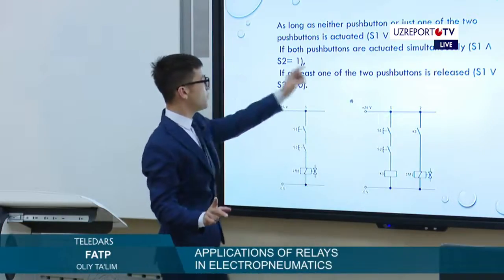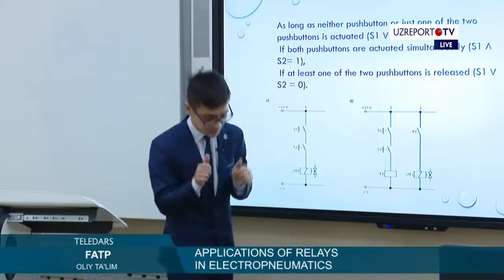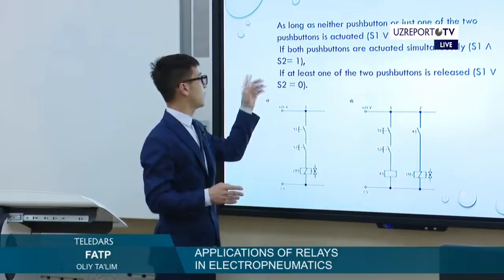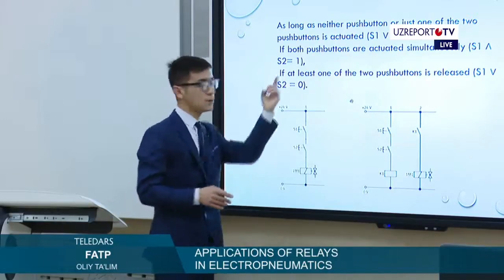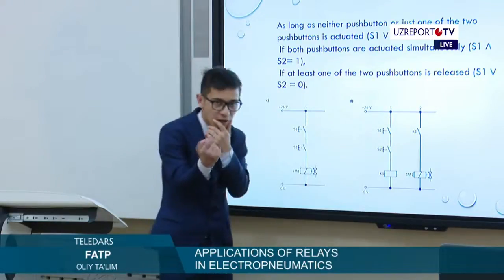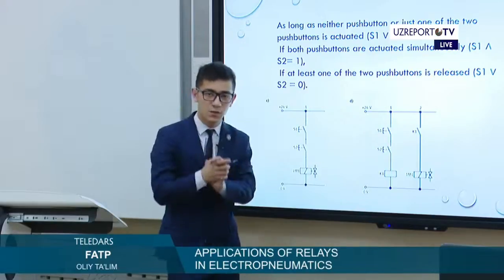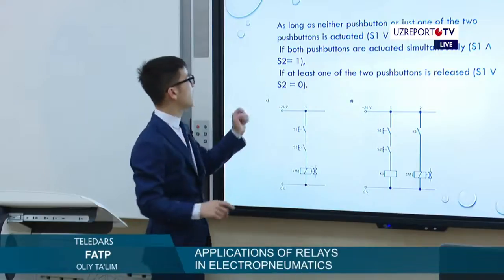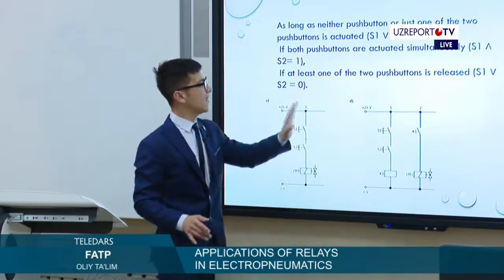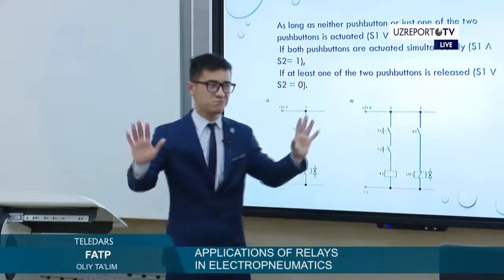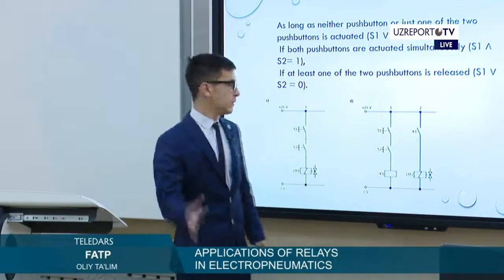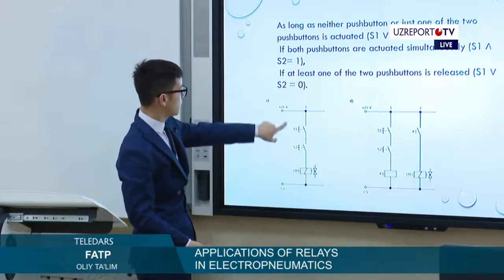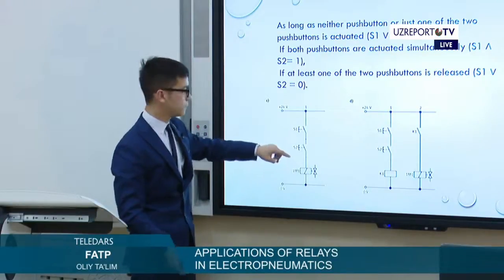And here, if the push buttons are activated simultaneously, S1 and S2 will be equal to 1. As you know, 1 in Boolean logic means the start of the technology process. And the last one, if we don't push any push buttons, it means that we don't have a technology process. Here you can see that they are put in one line.